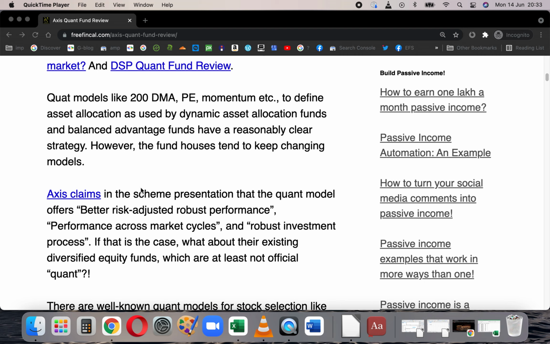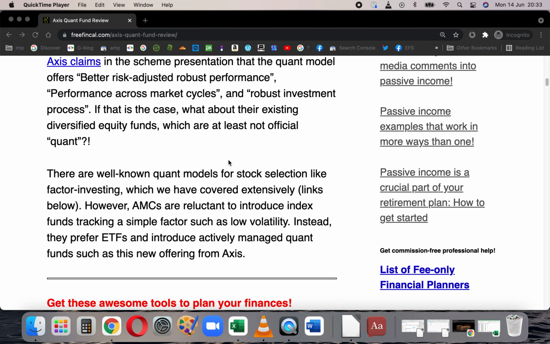The point is, Axis has got a lot of diversified, actively managed funds like Axis Long-Term Equity, Axis Blue Chip, Axis Midcap. If they are claiming that this quant model is going to offer better risk-adjusted performance, then what about them? This is the problem with the AMCs launching NFO after NFO after NFO. They will say that this is the best, and then when they talk about that fund, they will say that is the best, and so on. I don't have anything good to say about it.